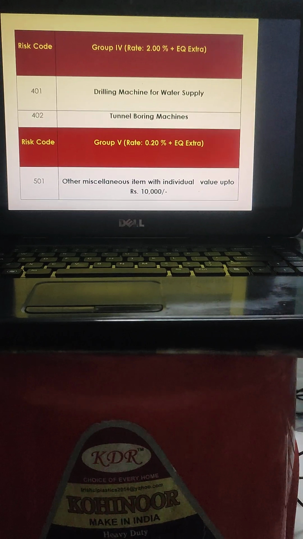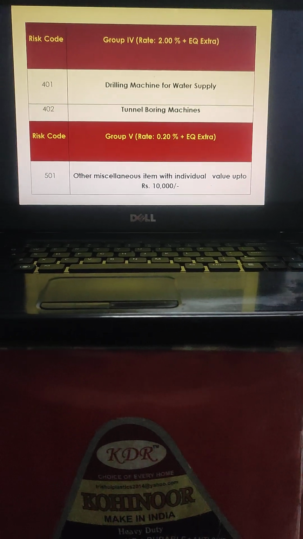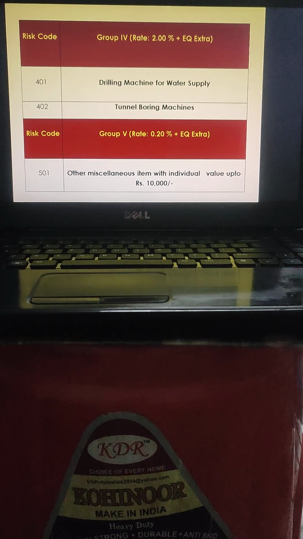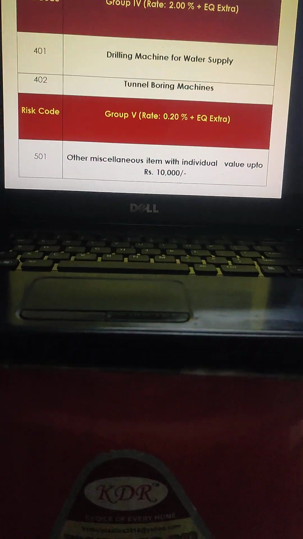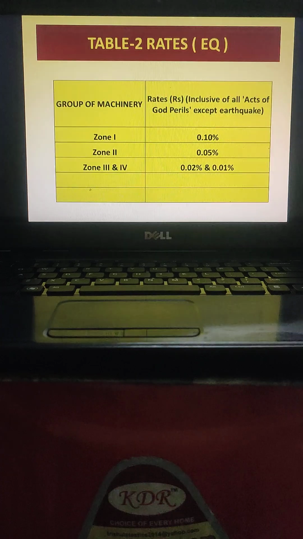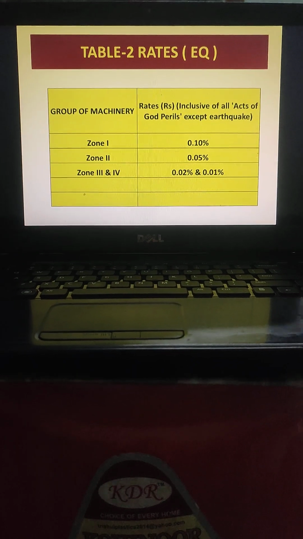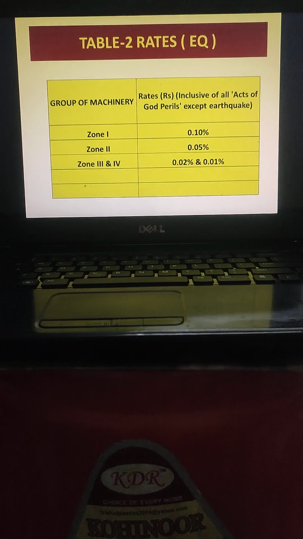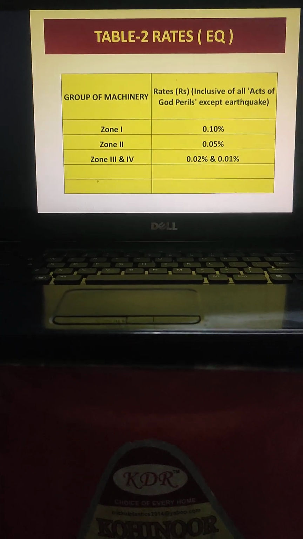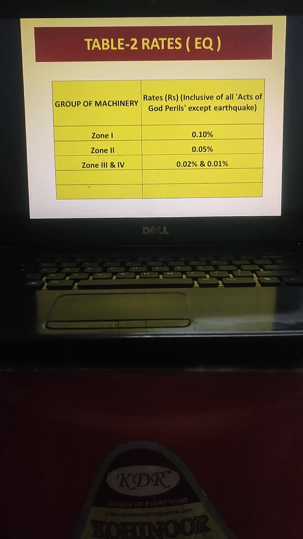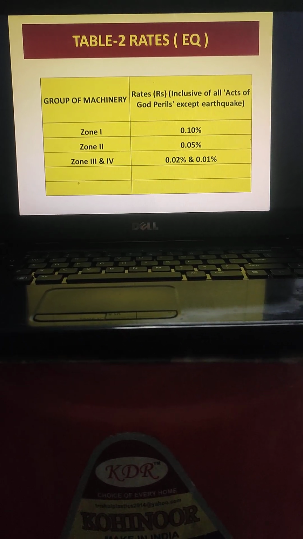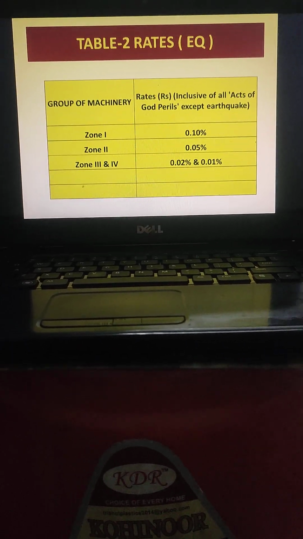Some of them are not self-driven. They are either mounted or connected, and then only used. This group 5 has the codification like 501, 502, etc. and the rate is only 0.20% plus earthquake. Earthquake rates are on the pattern of fire because there are 4 zones. Machineries of zone 1 have an earthquake rate of 0.10%, inclusive of all acts of God perils except earthquake.